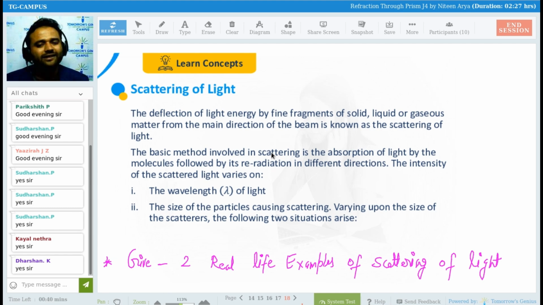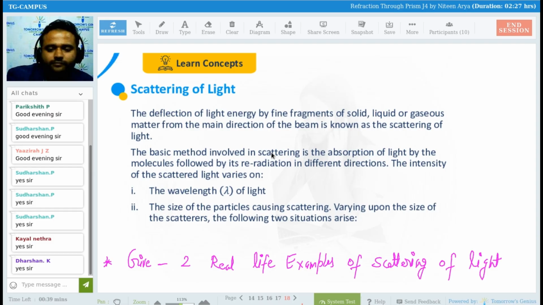Clear? So simply, scattering is the interaction of light particles, which are photons, with very minute particles, particles having the range of the wavelength of that light, because light is made up of 7 color components, 400 nanometer to 700 nanometer. 700 nanometer, you can say 0.7 micrometer. So any particle of the range of a few micrometer, 1 micrometer, 0.5 micrometer, can interact with light.